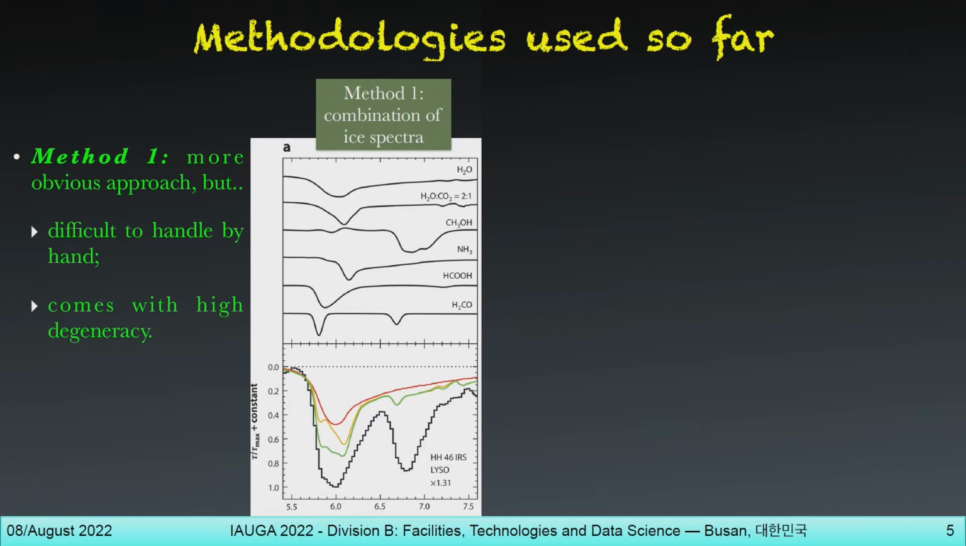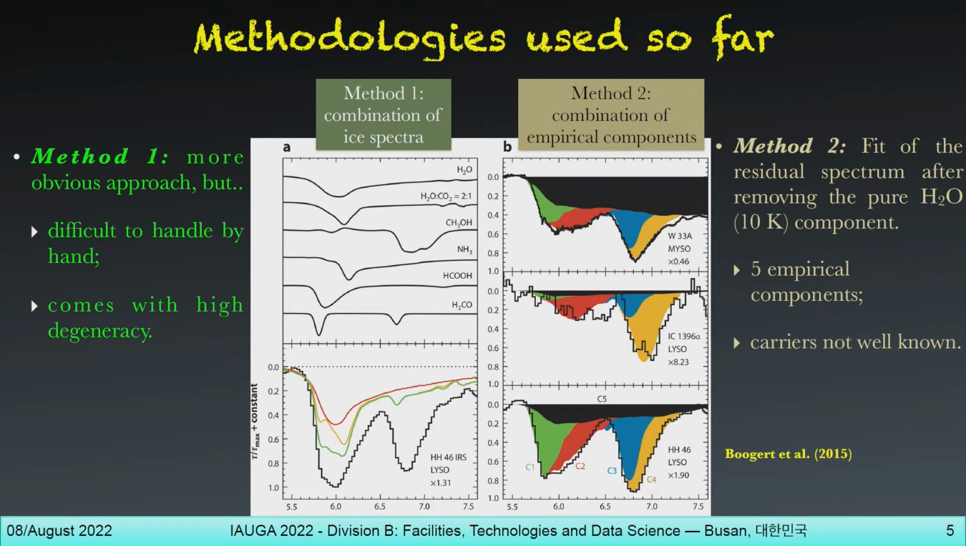So it's obvious, but it's difficult to handle by hand, because if you increase the number of components, it gets difficult to fit, and also it comes with very high degeneracy. The second method has been very successful, but it also has some limitations. So, for example, only in this range of the spectrum, you can subtract off the water absorption band, and the leftover you can fit with 5 empirical components. And we have learned a lot with this method.